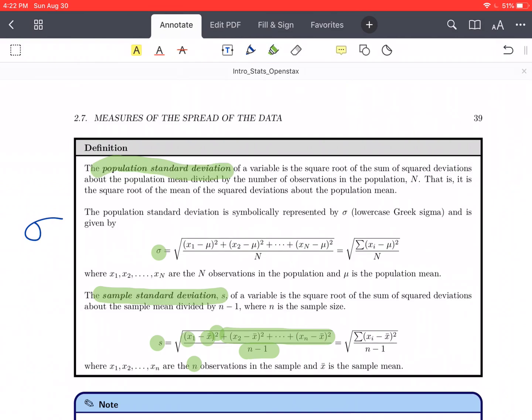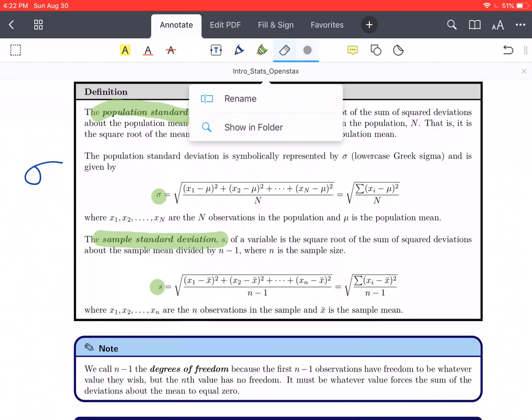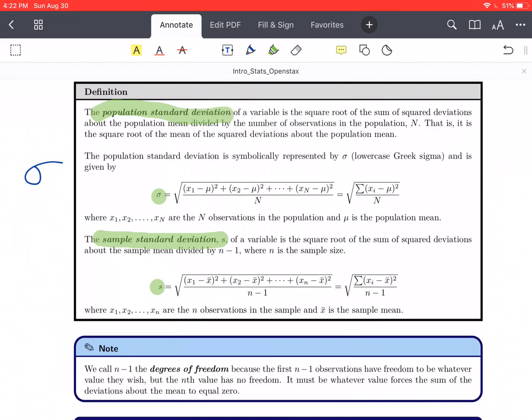The reason you take the minus 1 is because of the degrees of freedom. The first n minus 1 observations have freedom to be whatever value they wish, but the nth value has no freedom. It must be whatever value forces the sum of the deviations about the mean to equal 0. So don't worry too much about the degrees of freedom; we're not going to deal with that much. Just be aware that's the reason for the difference between these two, because with a sample you only have so much leeway, whereas with the entire population you just take the whole thing. So that is our standard deviation.